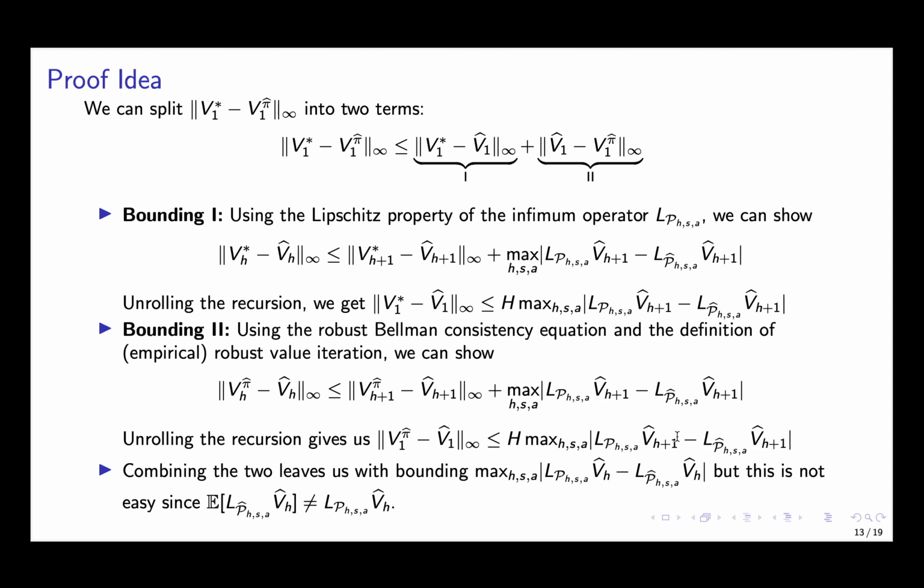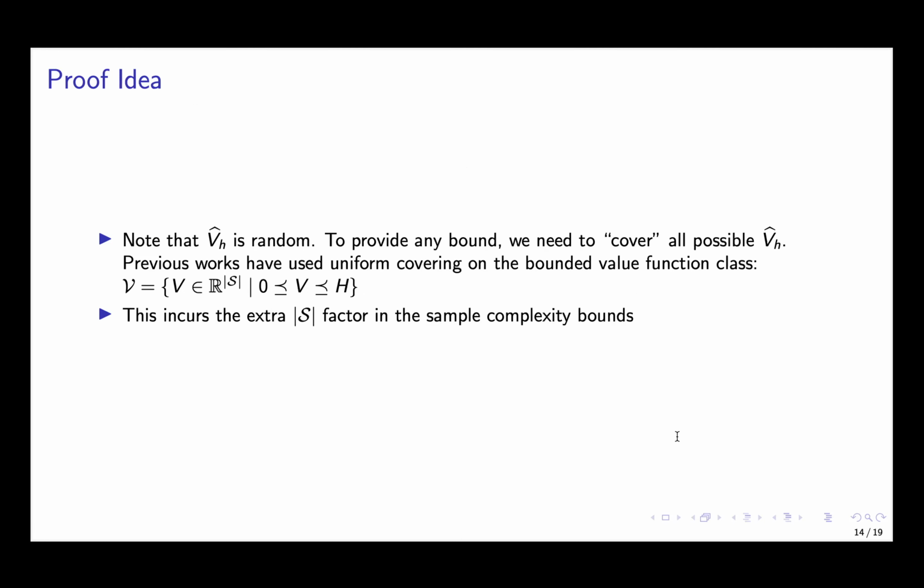This is the main challenge because of the nonlinear nature of the infimum operator L. Note that V hat is random. To provide any bound, we need to cover all possible V hat. Again, due to the nonlinearity of the infimum operator L, we cannot directly apply a concentration inequality. Previous works have used uniform covering on the bounded value function class. This incurs the extra state factor in their sample complexity bound, because the dimension of the value function comes into the picture.